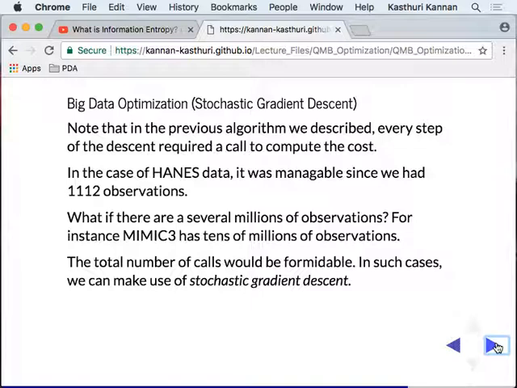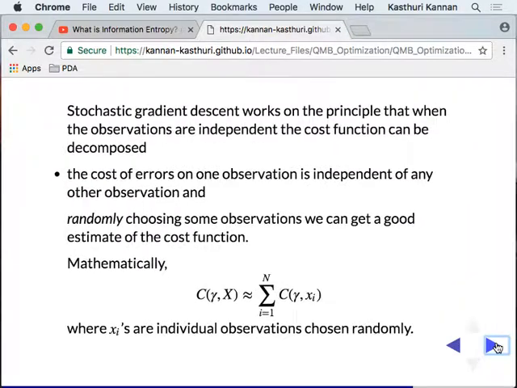It's crazy, right? So what would we do if we are working with a formidable number of data or observations? In that case, what we can do is what is known as stochastic gradient descent. The idea is simple actually. If you look at the cost of error for one observation, it doesn't affect the other observation because they are independent. One patient is independent from the other patient. So the cost is independent, right?